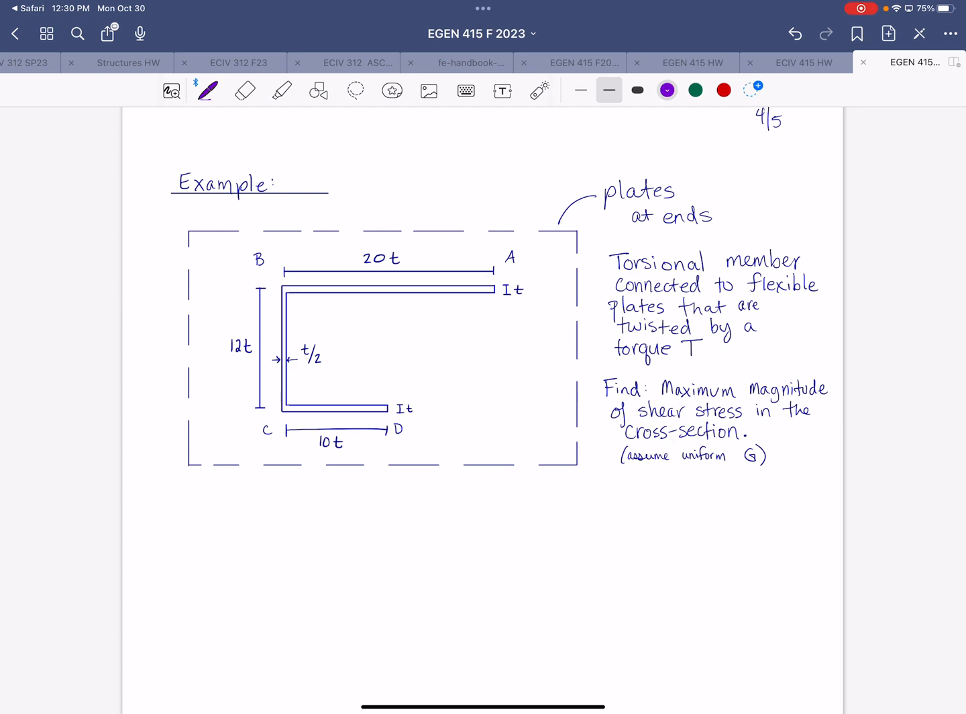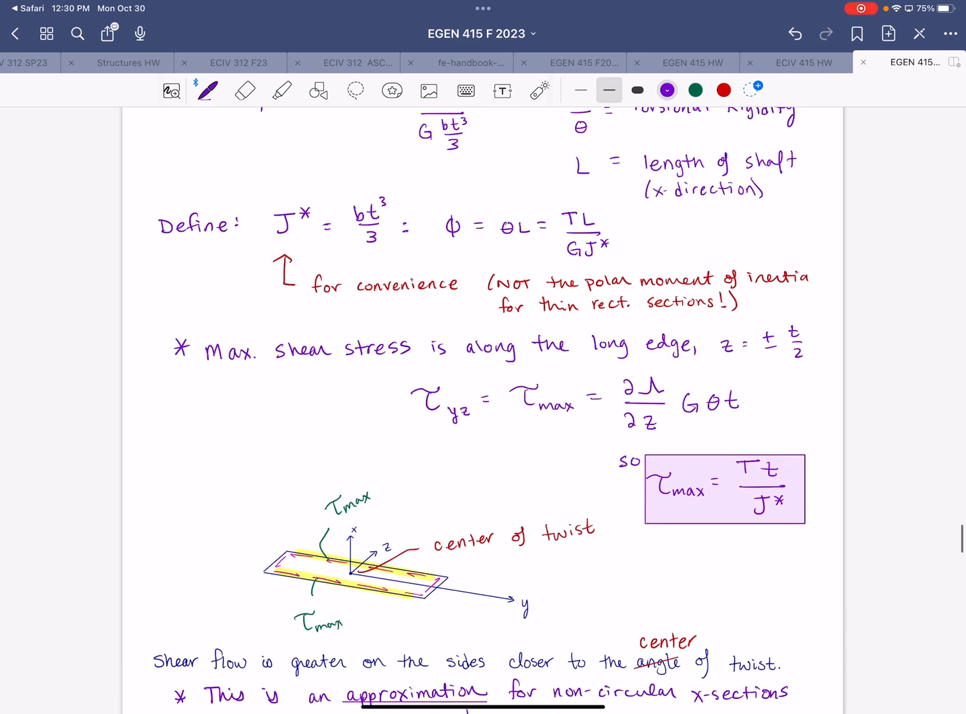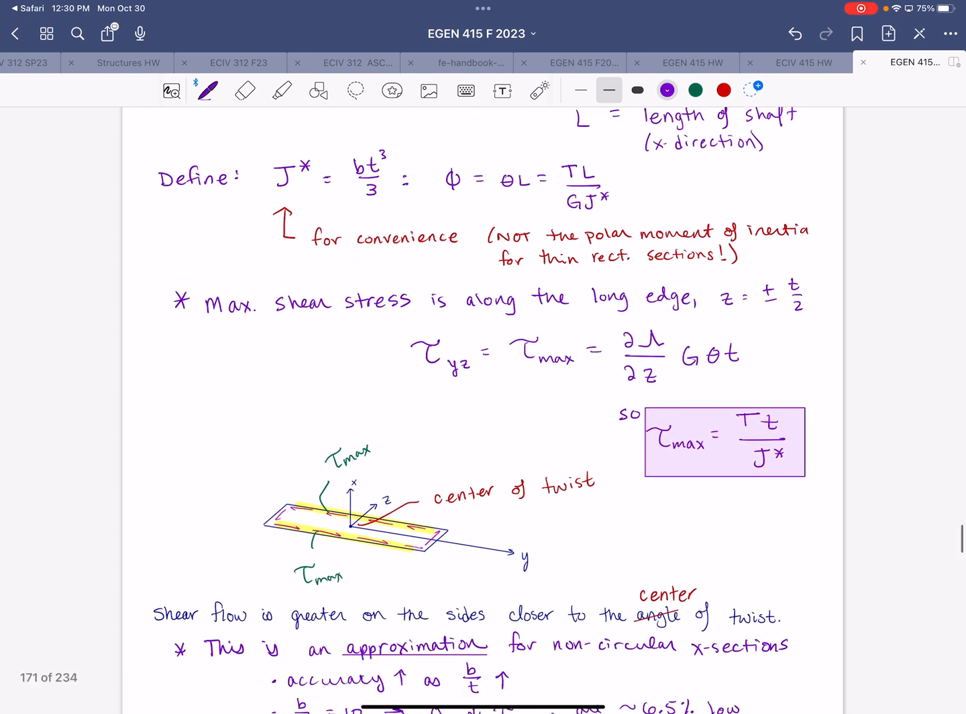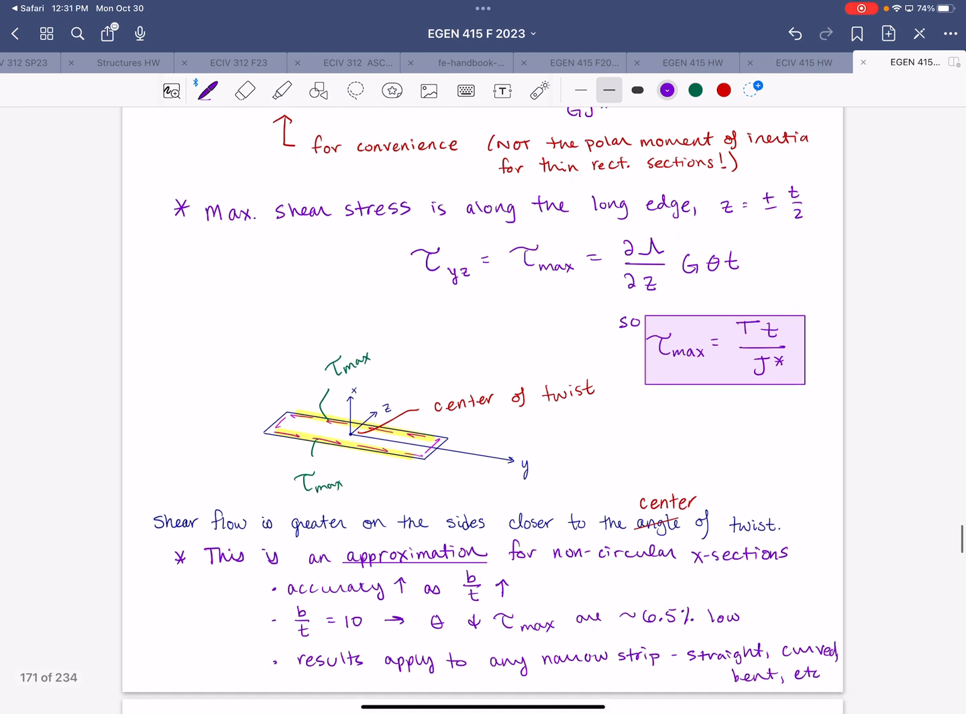Question: I think the math probably explains this, but I'm just not tracking. Why is it that the closer the side is to the center of twist, the higher the shear? Because it seems to me logically that if we're twisting, even just say a cylinder, the farther out you are, the more it has to move and the higher that shear force would be. Yeah, I understand what you're saying.